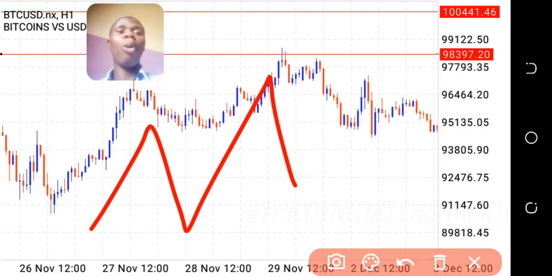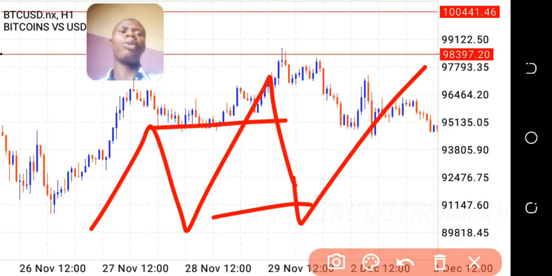Now, this is a break of structure. So it is coming back here before going back up to break another structure. That's what I want to see. It's very easy. The hardest thing in forex to me is not even the money you're risking. It's actually the patience to wait. Patience to wait for the market to come to you, and equally patience to wait for the market to hit your take profit. That's the hardest thing.